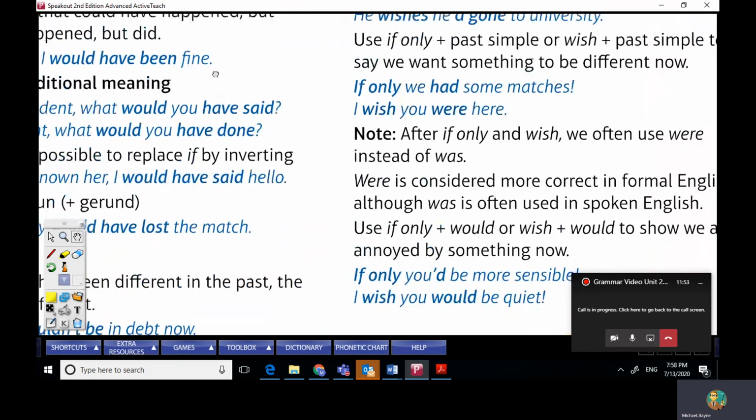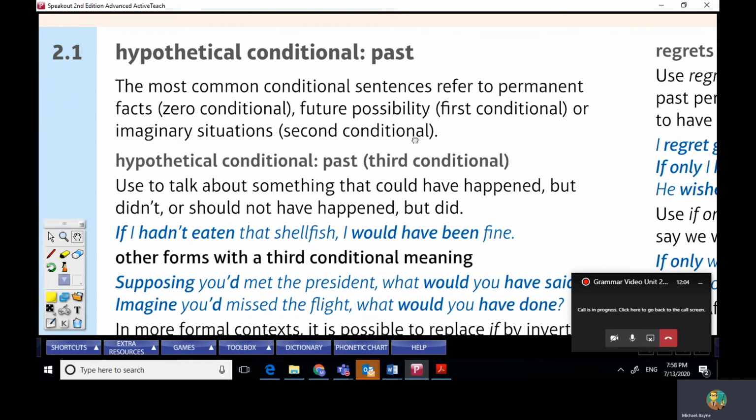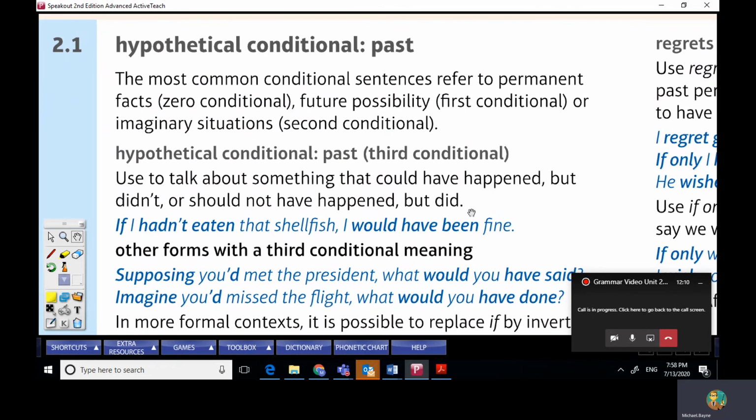Okay, so that takes care of the hypothetical conditional past. If you feel like you are not an expert in any of these hypothetical conditionals, let me know and I will send you some materials that you can study. It can get confusing when there are so many different types. So I'll be happy to send that to you, and just give me a chat or an email. All right, and I will post the grammar for 2.2 momentarily.